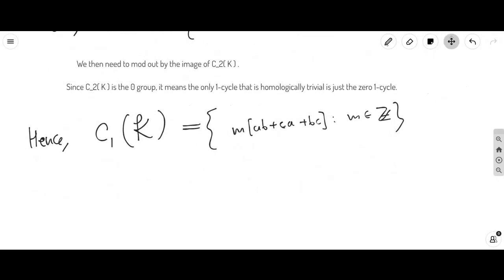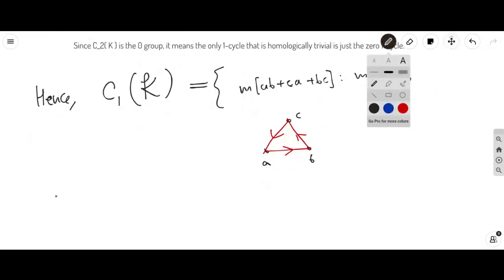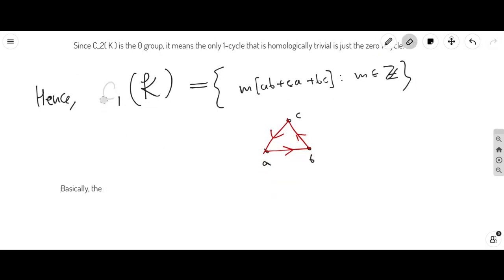Now in the picture, A, B, C. So in the picture, we're doing this. We're going like that. That's AB. Then we have BC. And then we have CA. So look at that. Okay, so basically, I made a small mistake here. I meant to say H1.